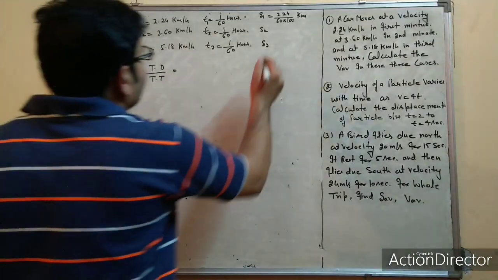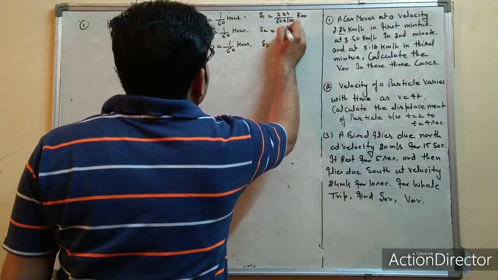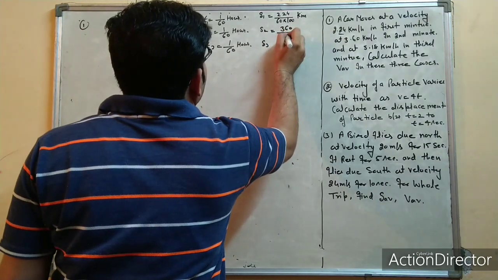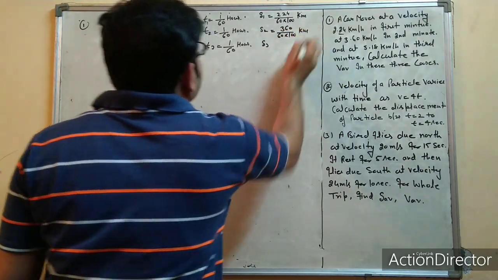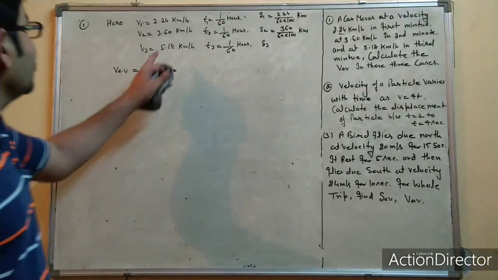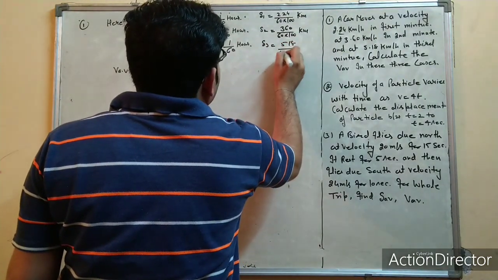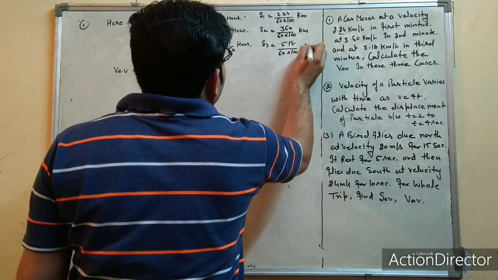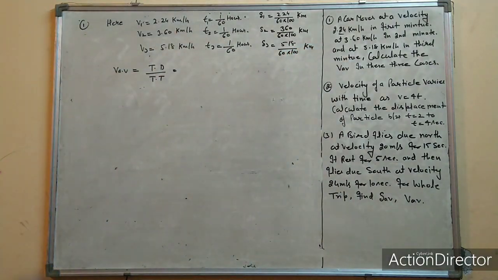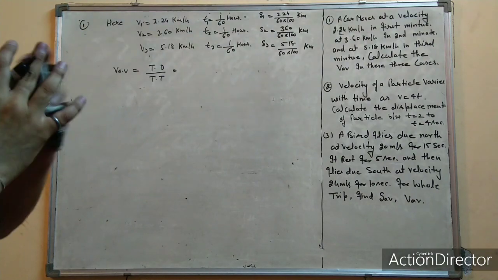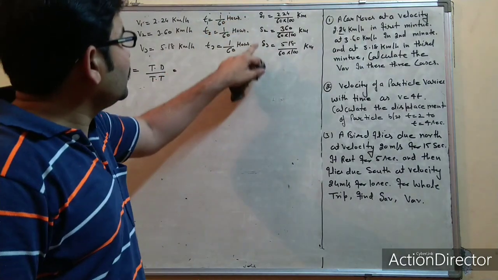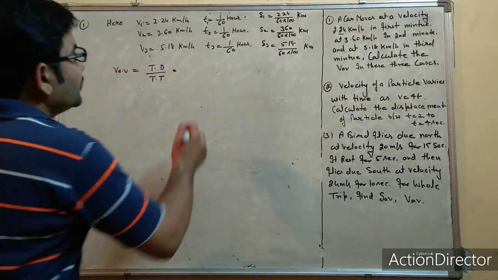Now in the second case it will be 360 upon 60 into 100. In the third case, 518 upon 60 into 100. It will be in kilometers. Now you have to add, because this is the total distance that we have to measure.